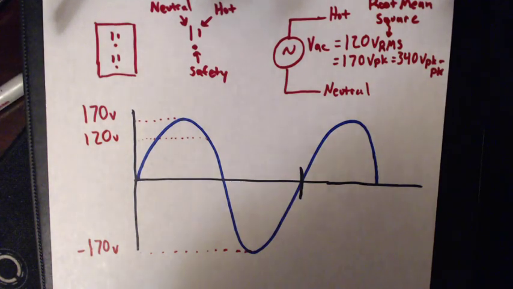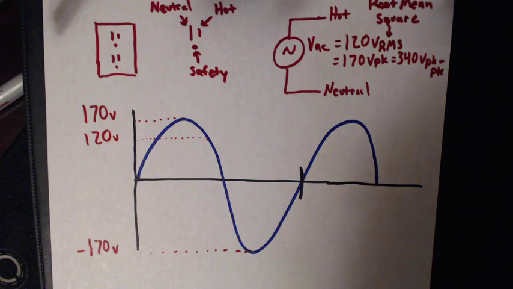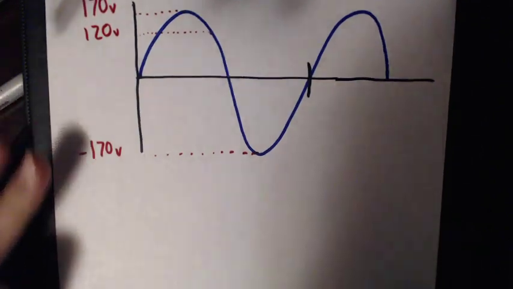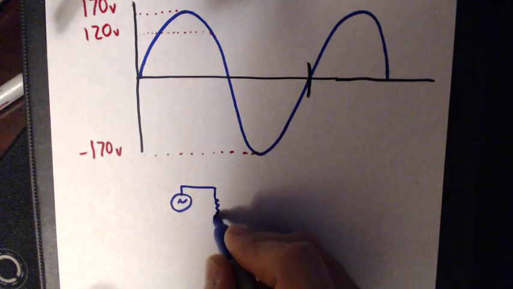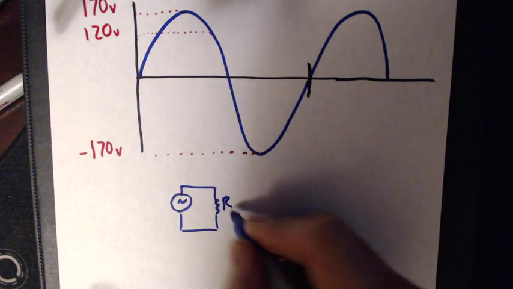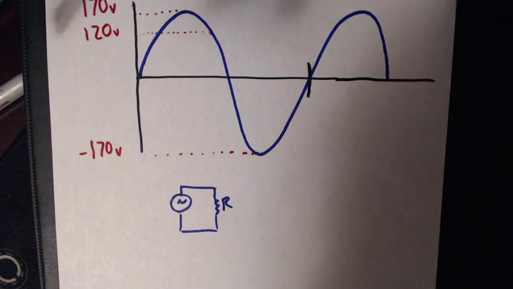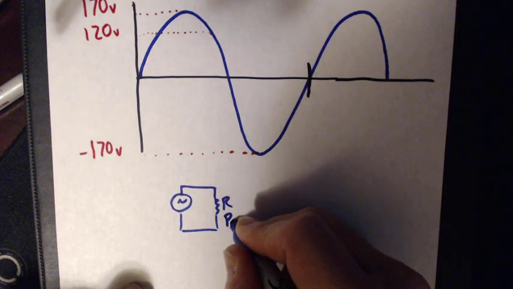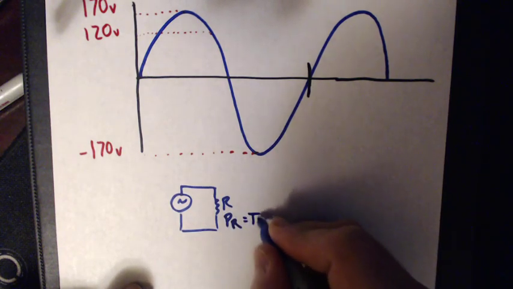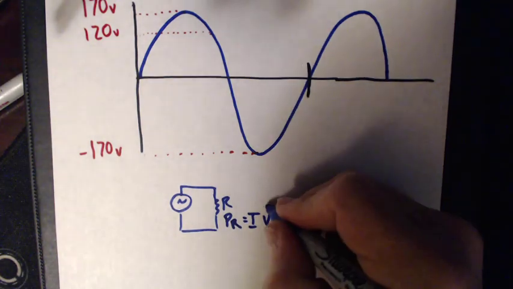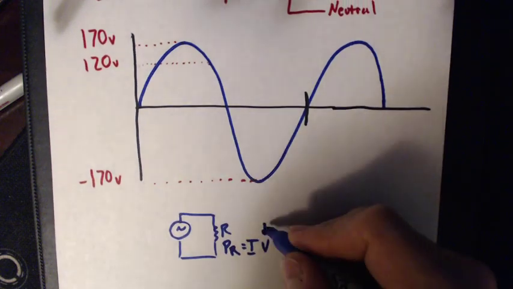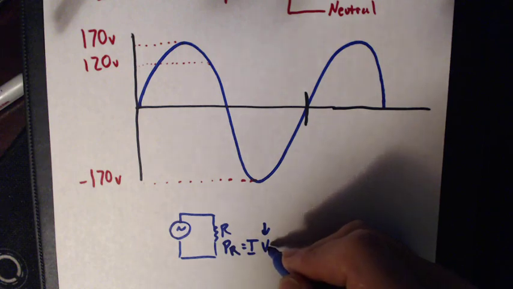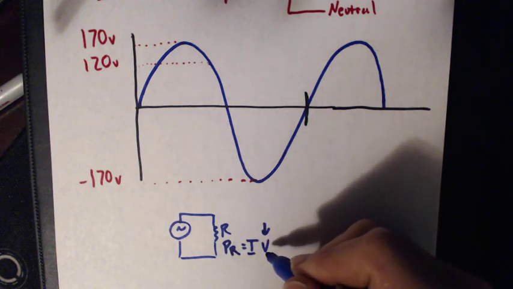Now, here's the problem. If I go ahead and apply an AC voltage to this resistor, and I want to talk about the power dissipated by this, P_R, we know it's equal to I times V. However, when we substitute in 170 volts for V to calculate the power, we end up getting the wrong answer.